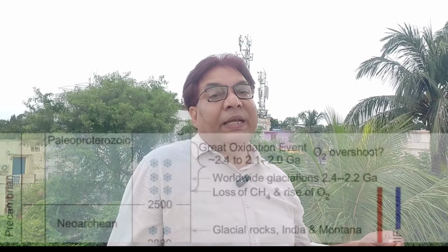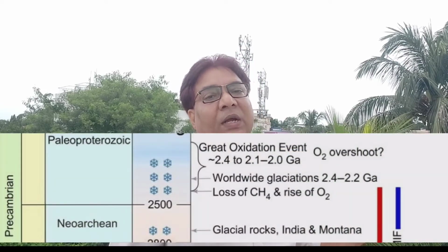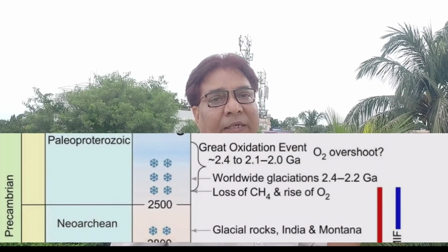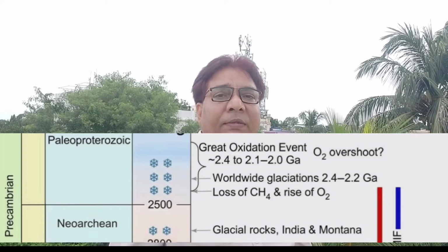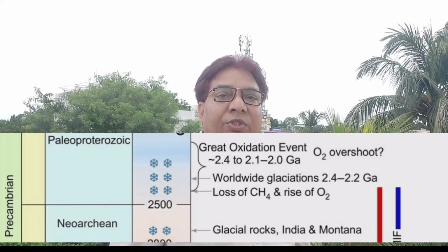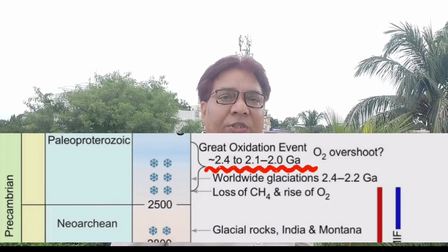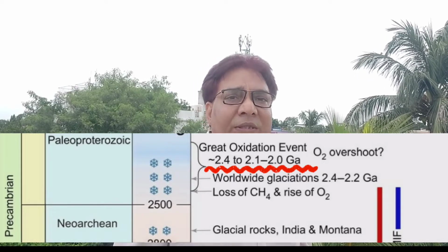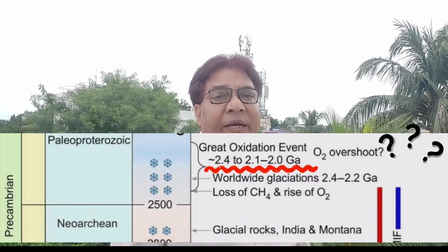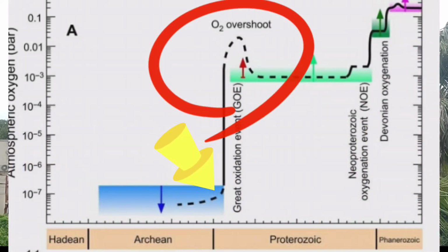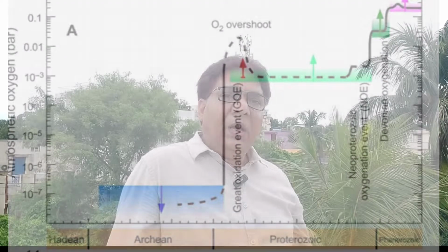And the most important event that took place during Archean is at the end of the Archean. Rather, it could be said that at the Archean to Proterozoic boundary, at that juncture, one phenomenon occurred that is called the Great Oxidation Event or Great Oxygenation Event, GOE. What is this GOE? Great Oxidation Event is a sudden spike of oxygen level in the atmosphere.